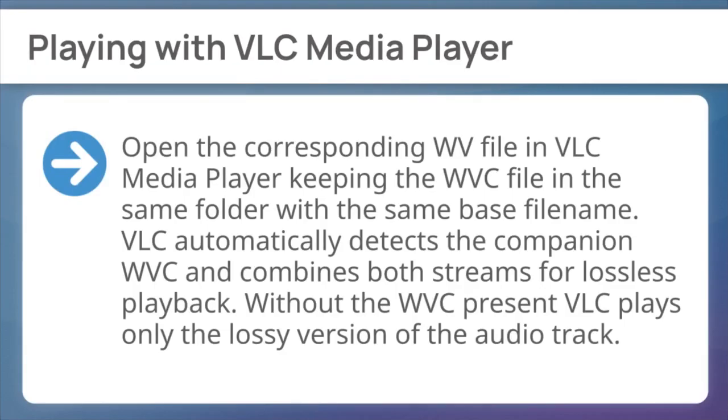Open the corresponding WV file in VLC Media Player, keeping the WVC file in the same folder with the same base file name. VLC automatically detects the companion WVC and combines both streams for lossless playback. Without the WVC present, VLC plays only the lossy version of the audio track.